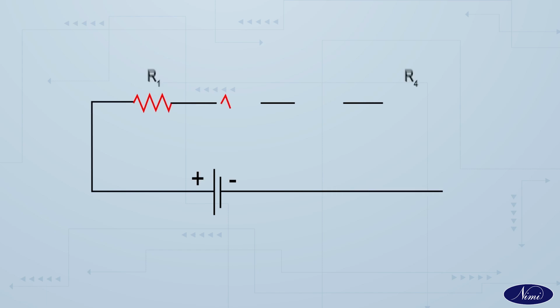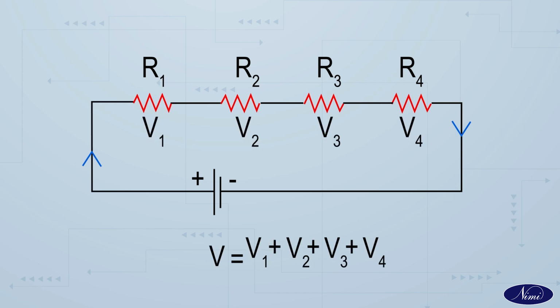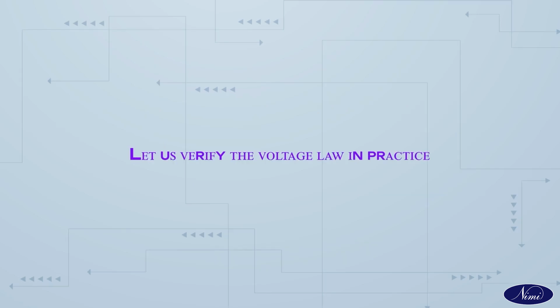When you keep adding resistors in series, the current level will decrease, but it remains constant throughout the circuit, and the sum of voltage drops across each resistor must be equal to the input voltage. Let us verify the voltage law in practice.